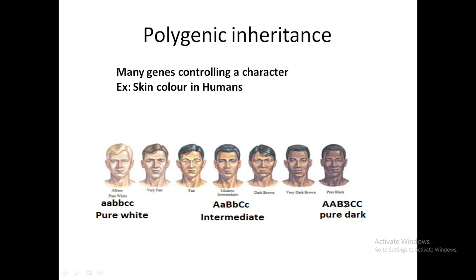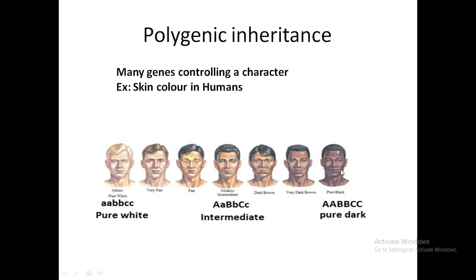So when all the alleles are dominant, here you can see there are three pairs of alleles. Three genes are there, so each gene has a pair of alleles. When all the alleles are dominant, that is in homozygous dominant condition, the skin color will be darkest.